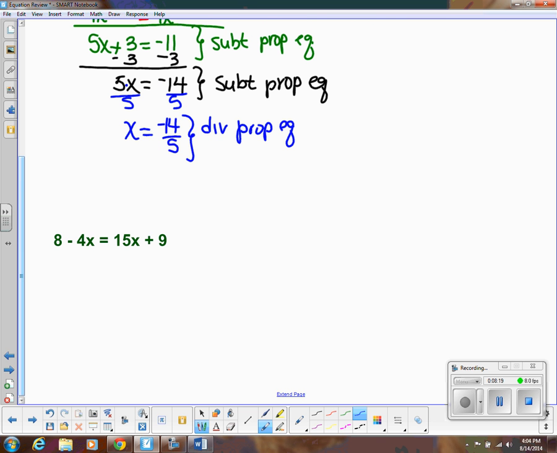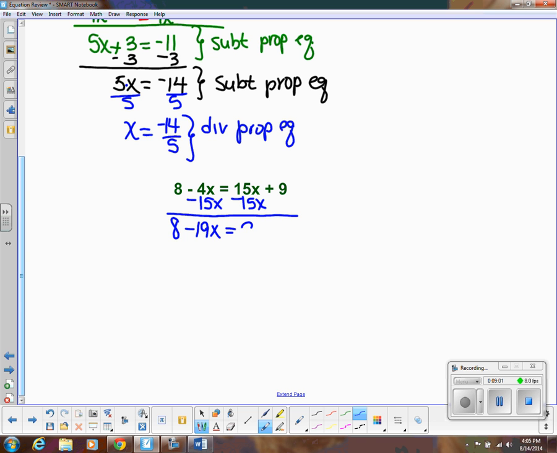All right, so if we look at the next one. Again, if I look at this, I have variables on both sides. I have constant terms on both sides. I cannot combine these because the 4x has a variable. The 8 does not. I cannot combine these because 15x has a variable and 9 does not, which means that this is as simplified as it gets. So I'm going to choose to move my 15x to the left, and I'm going to do that through subtraction. All right, so now I'm going to have 8 minus 19x is equal to 9.